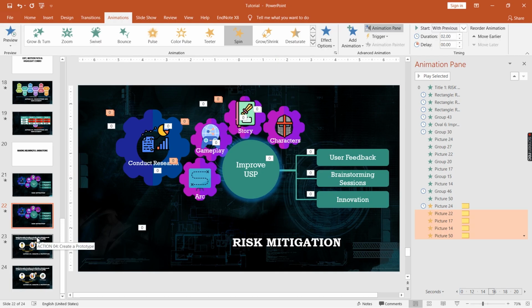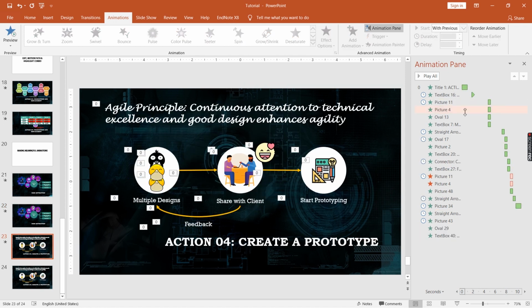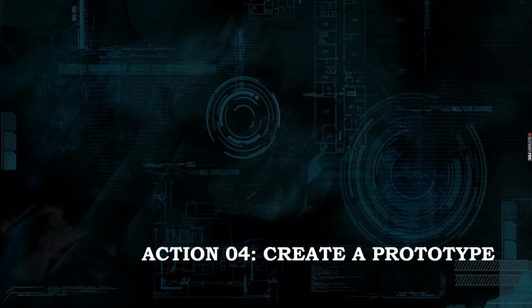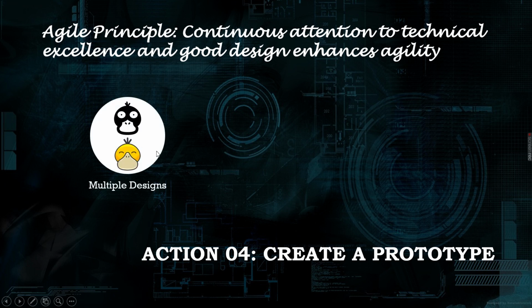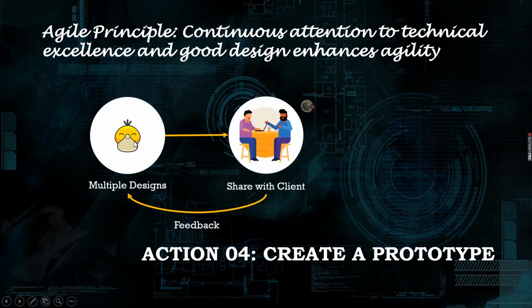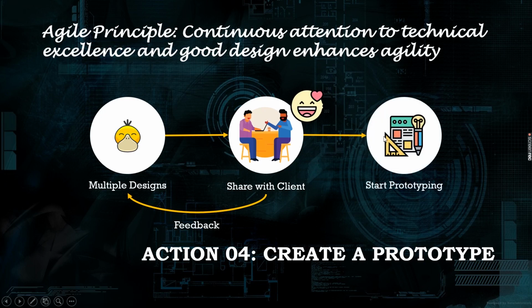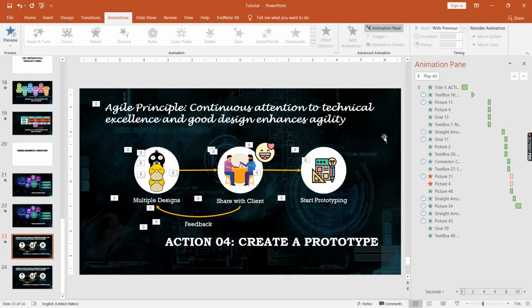Another one of the more meaningful animations we did was this one, where Ashwin talks about giving the customer multiple designs to choose from, and then the customer gives feedback on which design he wants, and then he's satisfied, and then they start to prototype. So this one also uses multiple effects, but I think you get the idea now. I won't go into details.